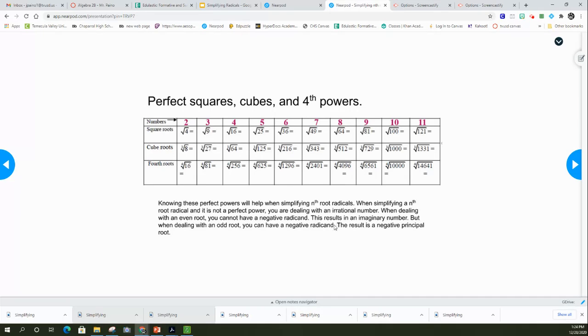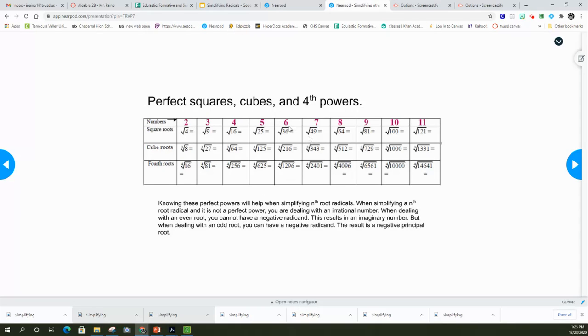And down here, a little bit more detail. When dealing with an even root, square roots, fourth roots, sixth roots, eighth roots, you cannot have a negative radicand, meaning the number inside cannot be negative. If it is, we're dealing with an imaginary number. But when dealing with an odd root, so cube roots, fifth roots, seventh roots, you can have a negative radicand. The result is just a negative principal root.